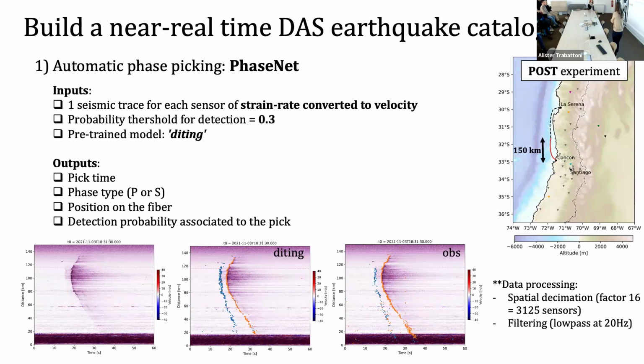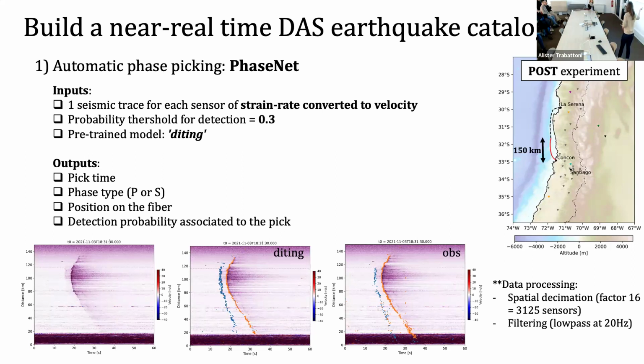And be careful when you choose your model. I encourage you to try several things on your data to choose the best model, because it can change a lot. It can produce more outliers, it can pick some noise that you don't want to have, etc. And for our data set, we found that the pre-trained model called DAS Ting was the best.